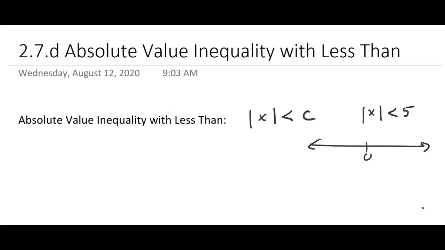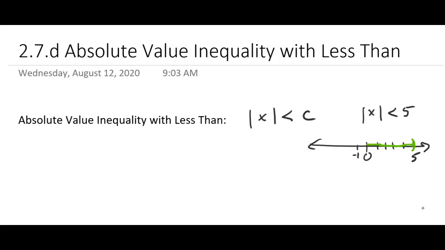Here's 0, here's 1, 2, 3, 4, 5. If you had 4.9, that would be okay, right? The absolute value of 4.9 is less than 5. You have 4, you have 3, you have all these numbers. The absolute value of 0 is less than 5. And then what happens now if we go to the negative numbers?